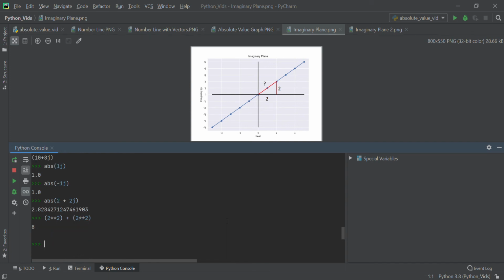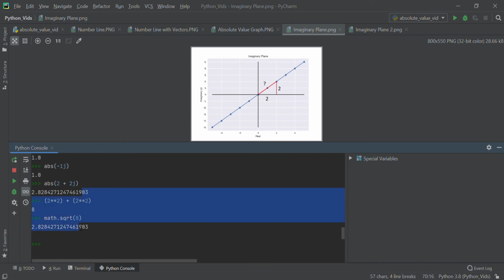And in this case, we need to then take the square root of 8, which, as you recall from our video on roots, you can do with math.sqrt. And that gives you, hey, look at that. It is actually the exact same number. As expected, the absolute value of 2 plus 2j is the same thing as solving this with the Pythagorean theorem. But hey, we're using our fancy machine here. We don't want to have to manually type in the Pythagorean theorem every time we want to get a hypotenuse.